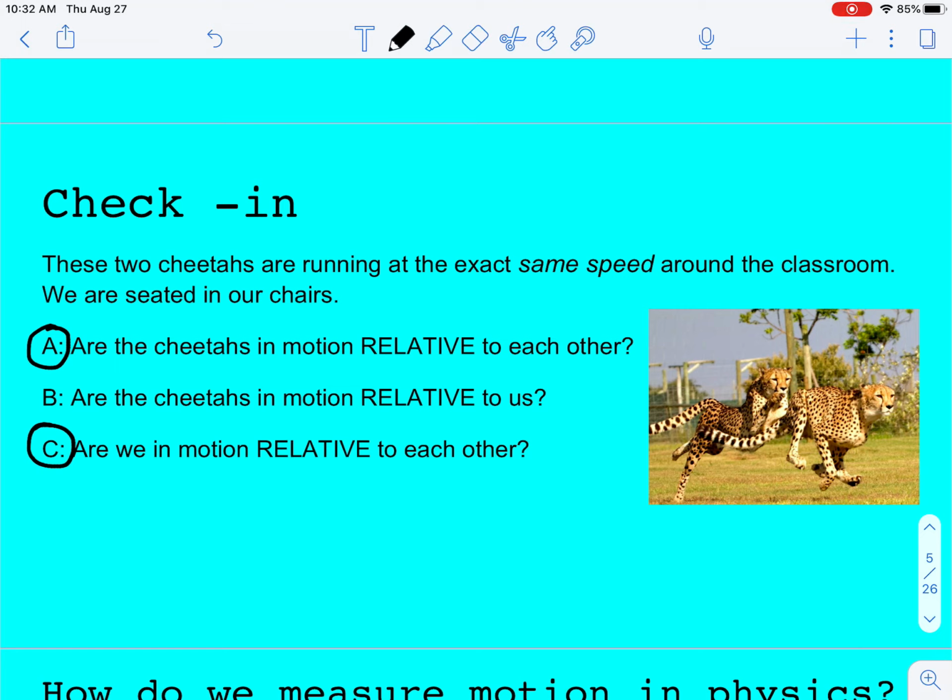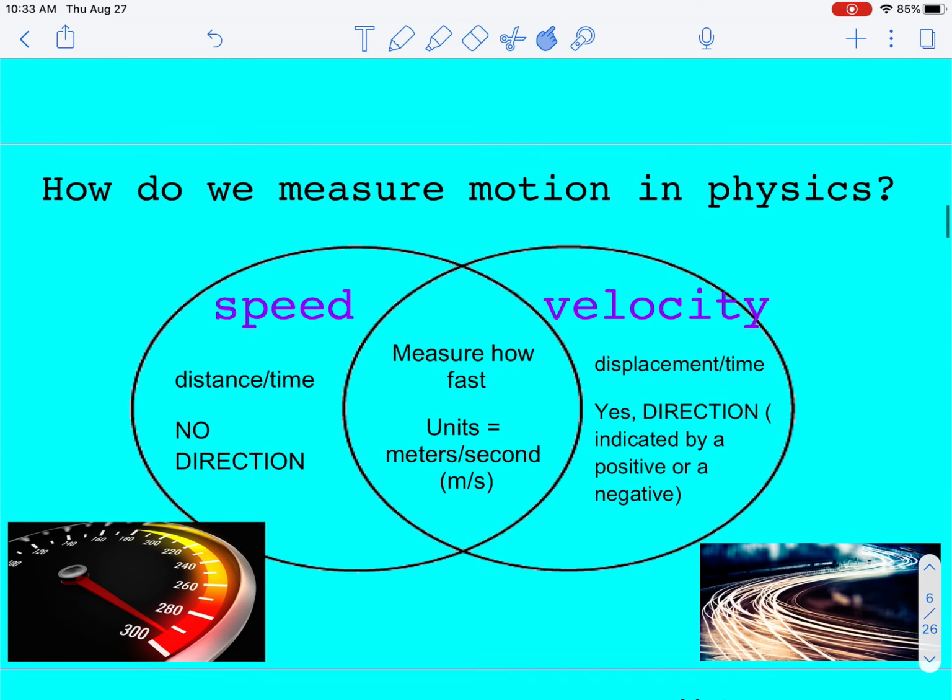If something is going the same speed, there is no motion. If something is going different, there is. Kind of a weird idea. Physics will push your thought processes and what you think of as normal many times this year. So how do we even measure motion in physics?